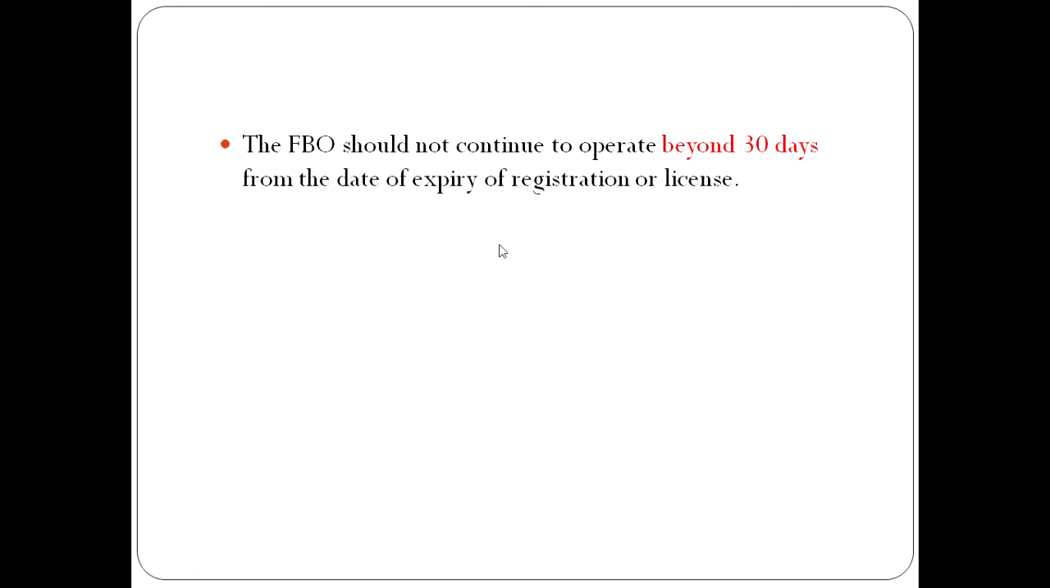Someone has got a license, and say that it is going to end today, November 30. So he should not operate after December 30. He is not allowed to operate his food business beyond 30 days from the date of expiry of the registration or license.